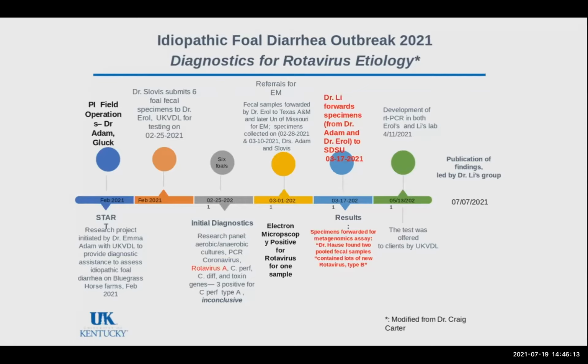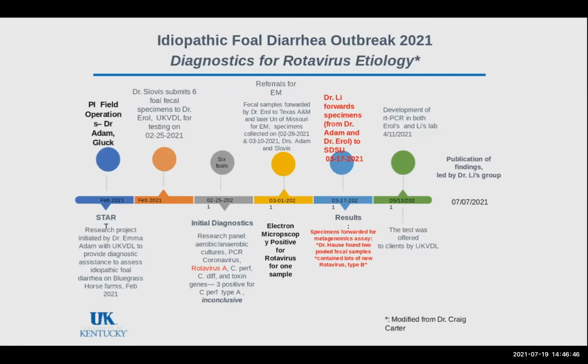Basically, we did similar testing and got the same result. So we confirmed pretty much nothing, because we already know that Clostridium perfringens type A can be found in healthy foals as well. So at that point, it was inconclusive to us. Then, because of the nature of the spread of the disease at the time, we decided to send those samples for electron microscopy analysis.